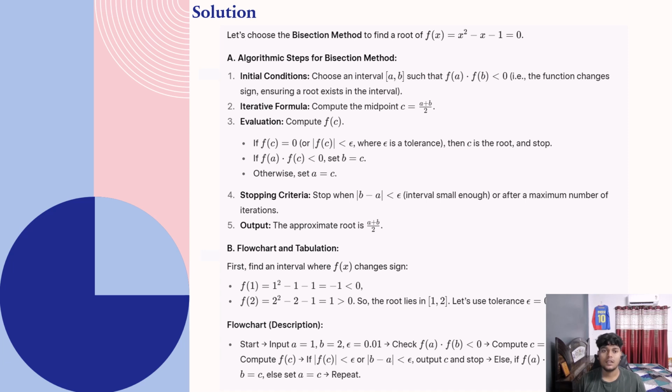Otherwise, we check the sign of f(c). If f(a) multiplied by f(c) is smaller than 0, the root is in [a, c], so set b = c. Otherwise, it is in [c, b], so set a = c. We repeat until convergence. I have included the algorithm in the presentation, as you can see.